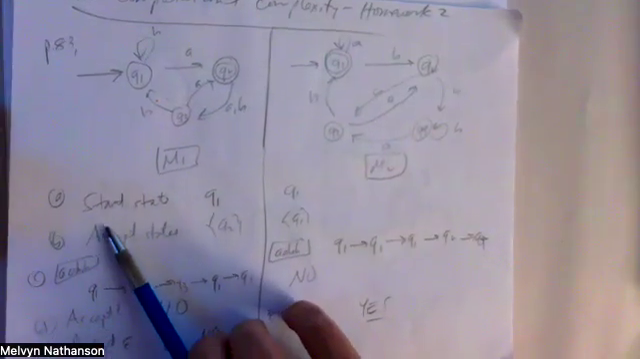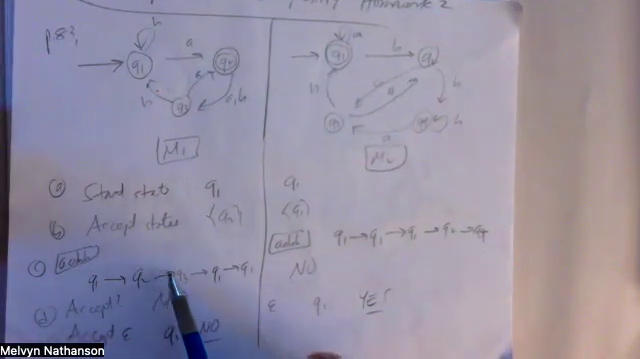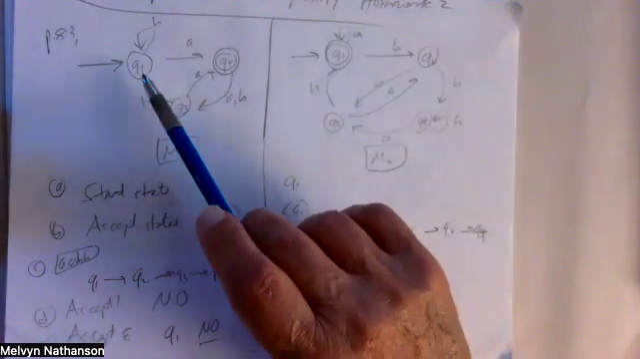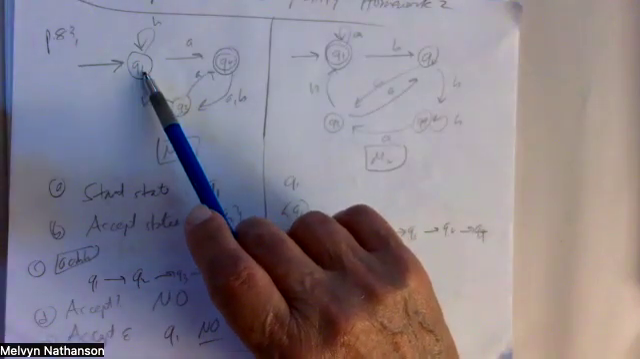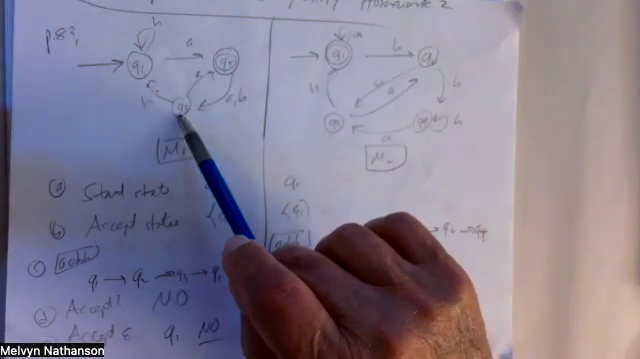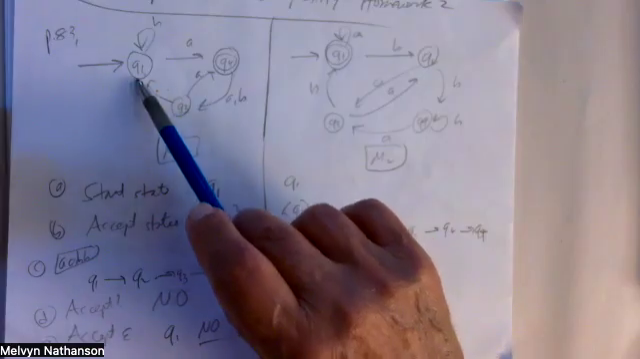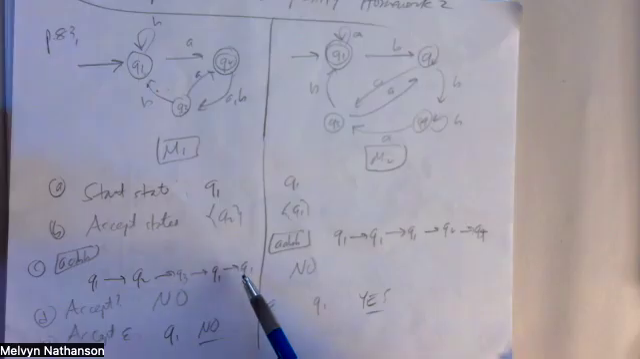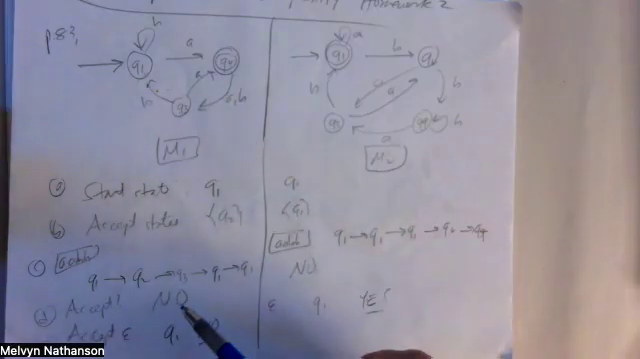If you input AABB, what is the path you trace in the machine? Q1, A sends you to Q2, another A sends you to Q3, B sends you to Q1, and another B sends you to Q1. So you end up in Q1. That is not the accept state. The accept state is Q2. So does this input get accepted?